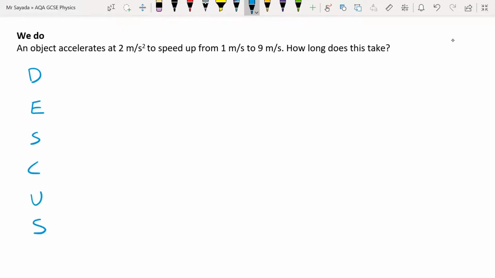What does D stand for? Data. What's the data that we know in this question? Say your answer to the video. So we're told that the acceleration is 2. And we're also told the starting speed and the final speed. So looking at that starting speed and final speed, what do you think the change in velocity is? So if we're speeding up from 1 to 9, that means the change in velocity must be 9 minus 1, which is 8 meters per second.